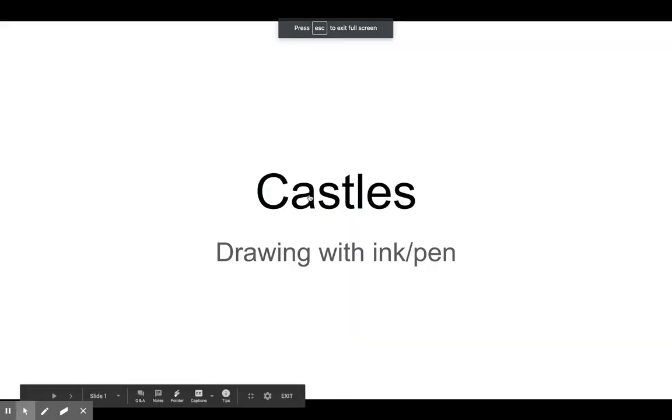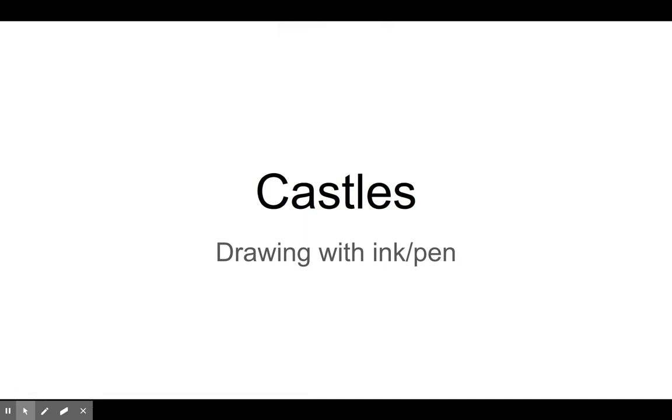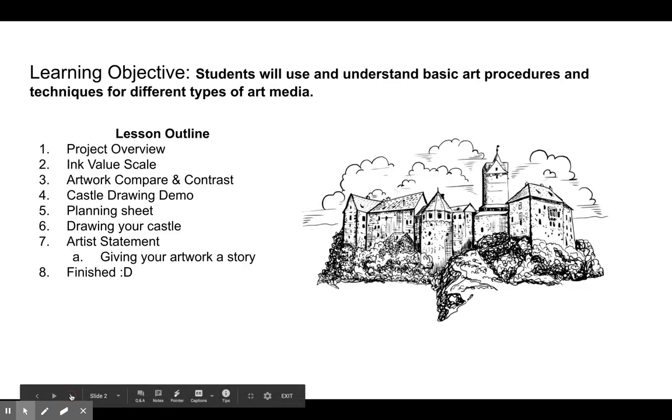Okay, students, so I'm going to talk about the castle project today. And if you're doing these projects in the correct order, which I hope you are, you should have just finished the Dragon Eye project where we focus on creating different values with pencil. So this time we're going to be switching to ink or pen, and we're going to be creating different values with ink, which is going to use some different techniques.